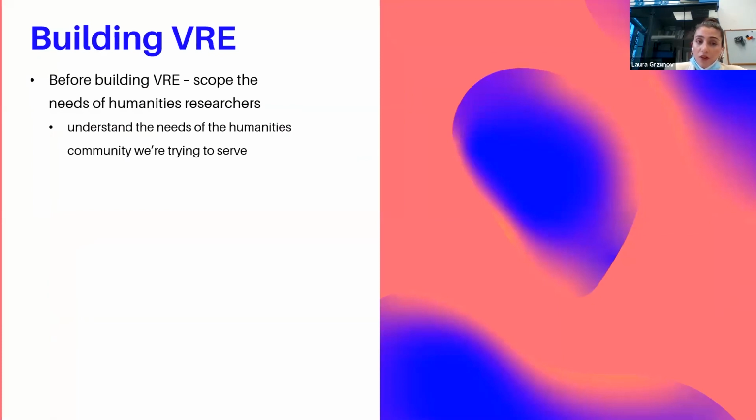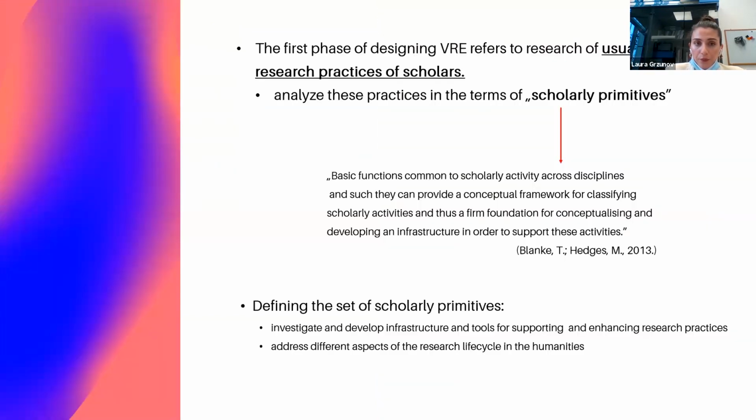Before building a virtual research environment, we need to scope the needs of humanities researchers and understand the needs of the humanities community we're trying to serve. The first phase of designing a virtual research environment refers to researching the usual research practices of scholars in terms of scholarly primitives. When we say defining the set of scholarly primitives, we mean to investigate and develop infrastructure and tools for supporting and enhancing research practice, as well as to address different aspects of the research lifecycle in the humanities.